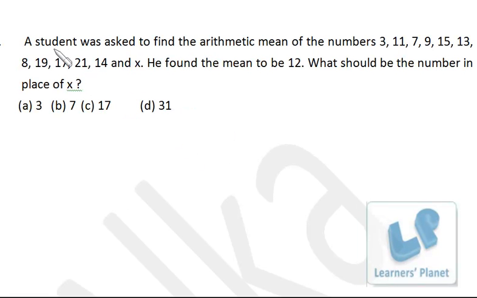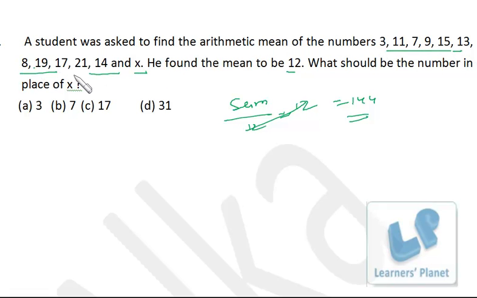Now let's see this problem. A student was asked to find the arithmetic mean of these numbers. He found the mean to be 12. What should be the number in place of x? So in all there are 1, 2, 3, 4, 5, 6, 7, 8, 9, 10, 11, 12 numbers, and their average is 12. That means sum by 12 is equal to 12. That means the sum should be 144, right? So all this data should add to 144.